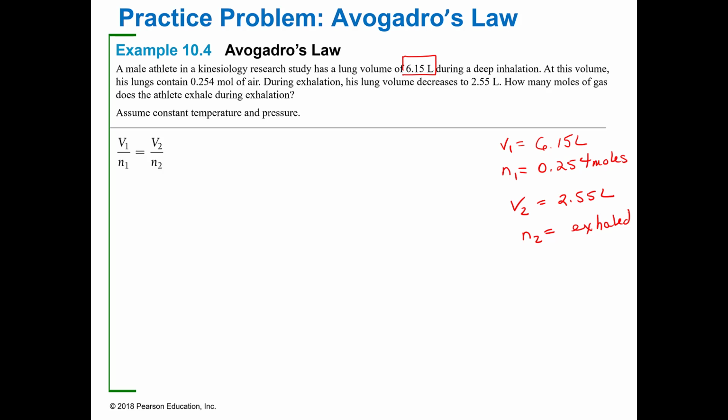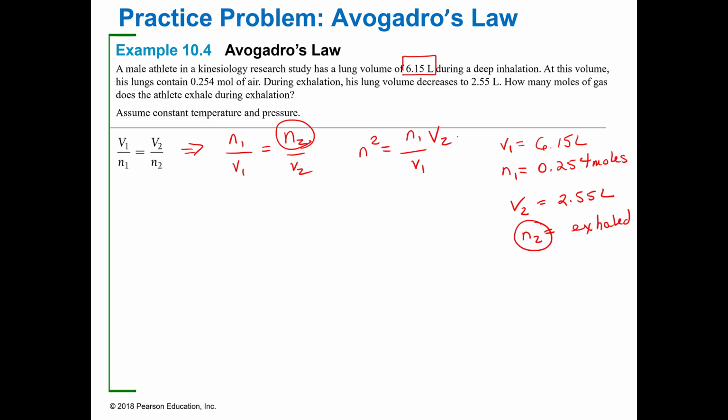And I emphasize that because it doesn't say how much does he have left in there. It asks you how much he exhaled. So we're gonna put this in, and remember, we know the relationship, but whatever we're looking for, we try to make sure that that's on the top. So I'm going to rewrite this to N1 over V1 equals N2 over V2, and we're solving for N2. So N2 equals N1 over V1 times V2.